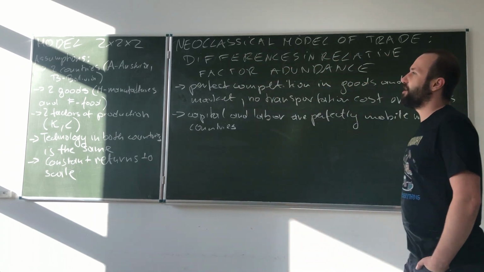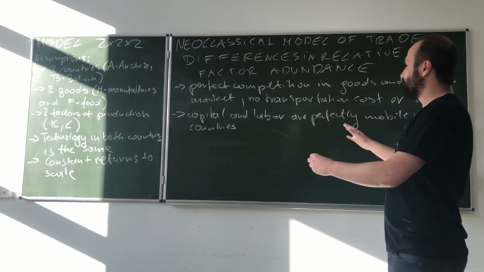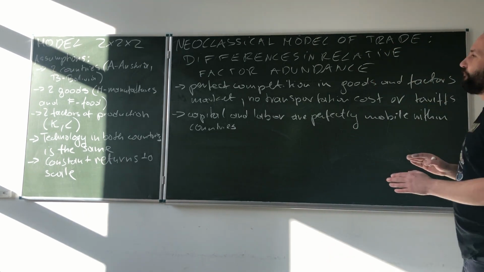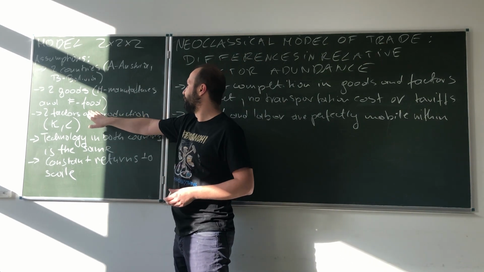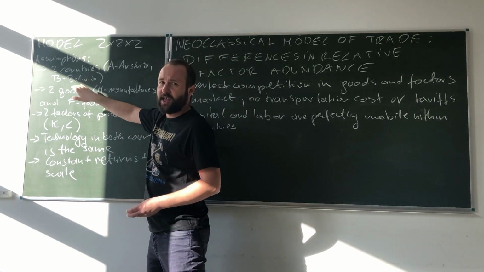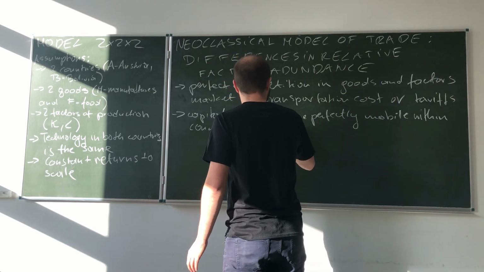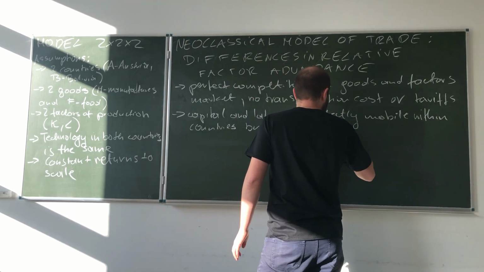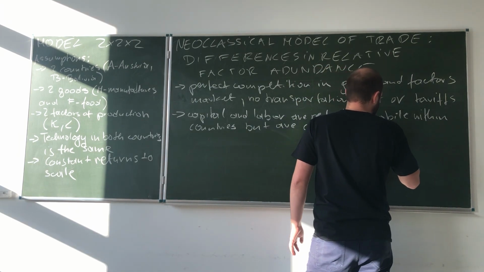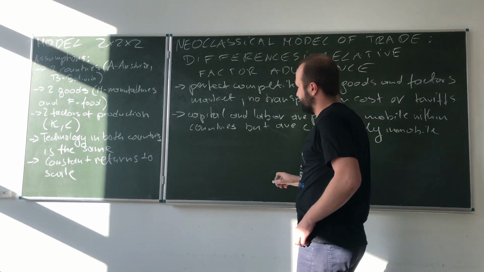So in our model, basically instantaneously, capital and labor can migrate from manufacturers to food and from food to manufacturers within Austria or within Bolivia. But we are assuming that capital and labor are perfectly mobile within countries, so we can move them between sectors, but are completely immobile between countries.